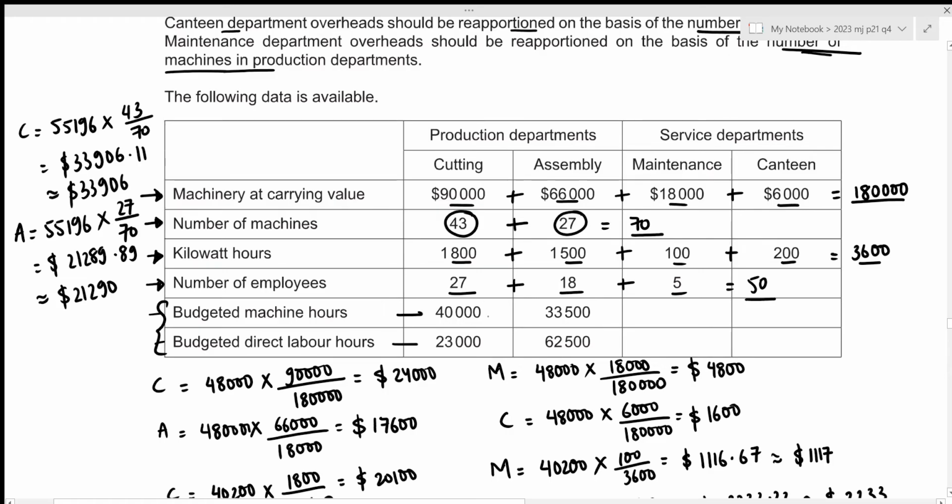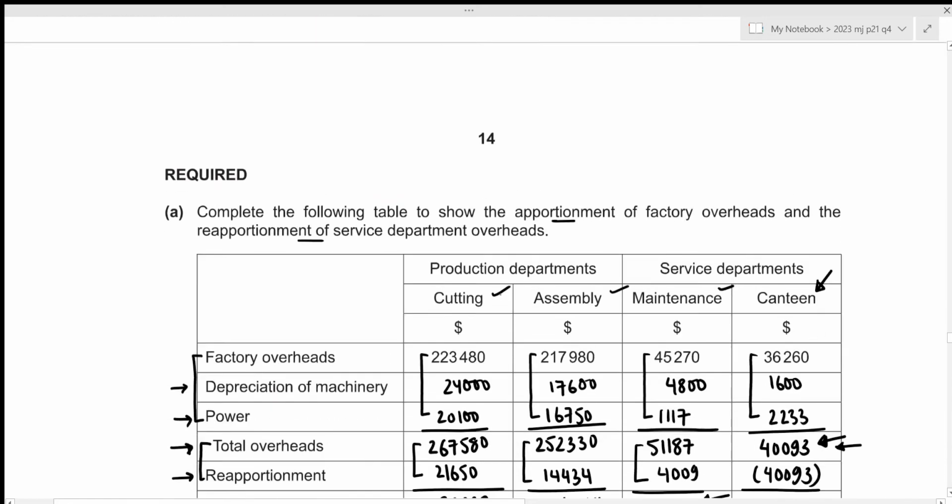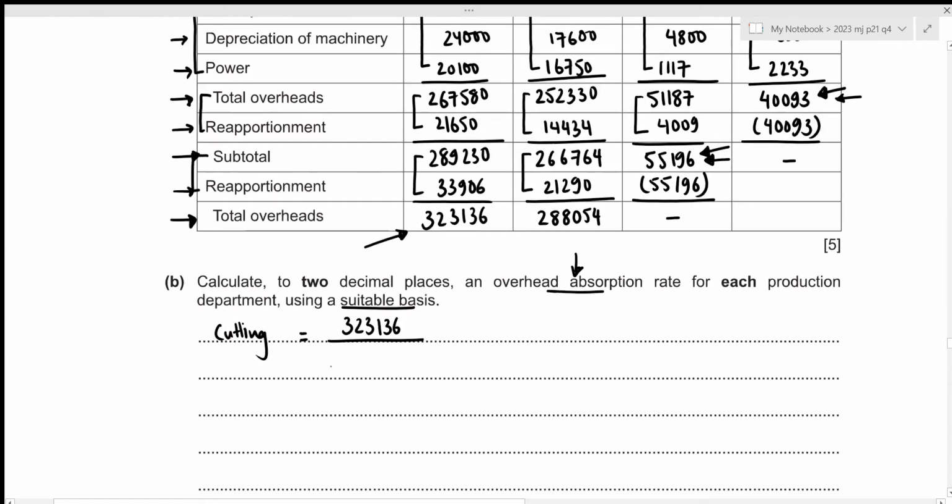Clearly machine hour is greater, so we just use machine hours as our basis in order to figure out the overhead absorption rate for the cutting department. And it just means that we need to divide the total overhead by the budgeted machine hours. So that's 40,000, and this results in an overhead absorption rate of 8.08. And we also need to clearly state our basis, that is per machine hour.